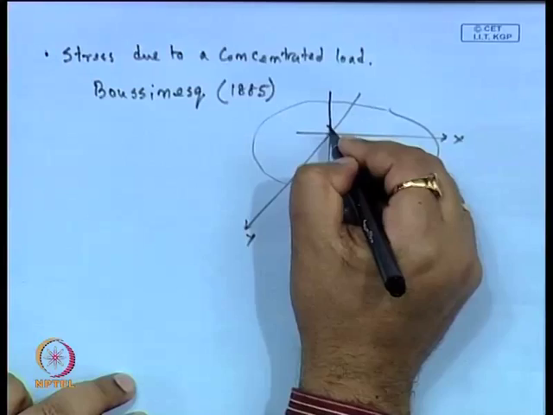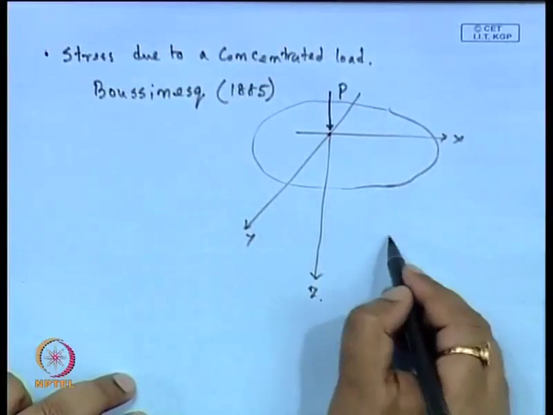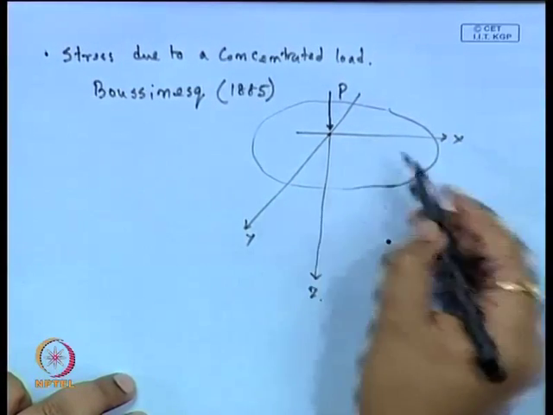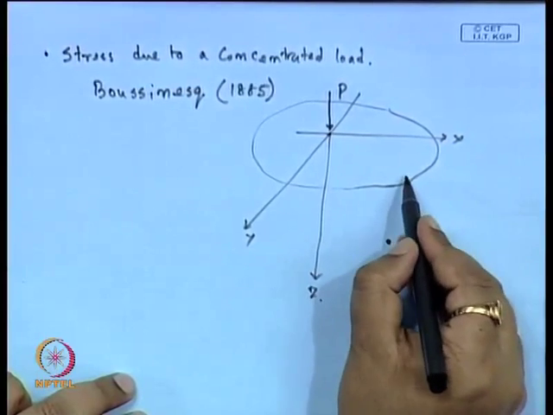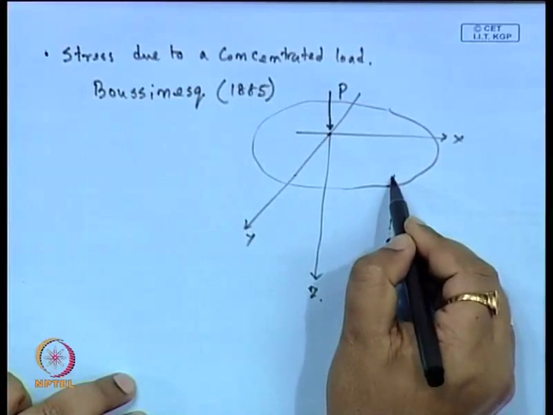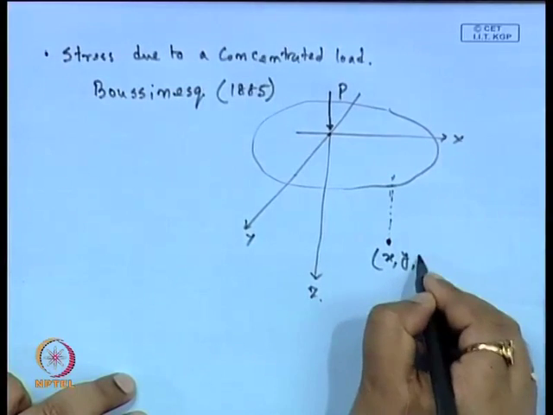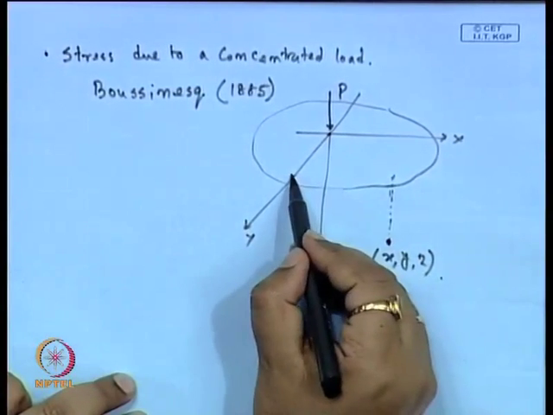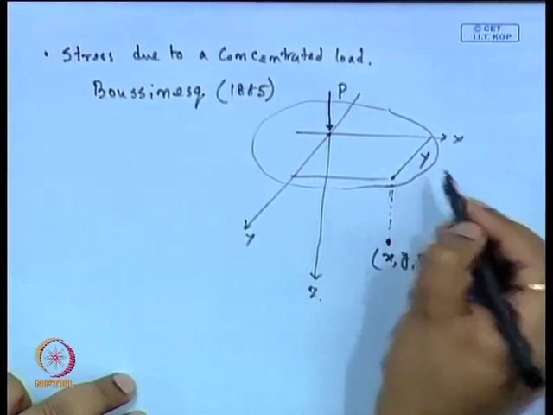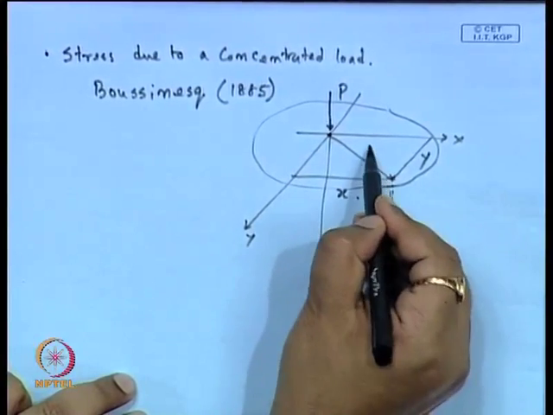And if one load is applied here at this point, what will be the load or stress increment at this point, that we have to calculate. Now this point is at a depth of z. So the coordinate of this point is x, y, z. Then how to calculate this load? This is y and this is x, and radially this is r.